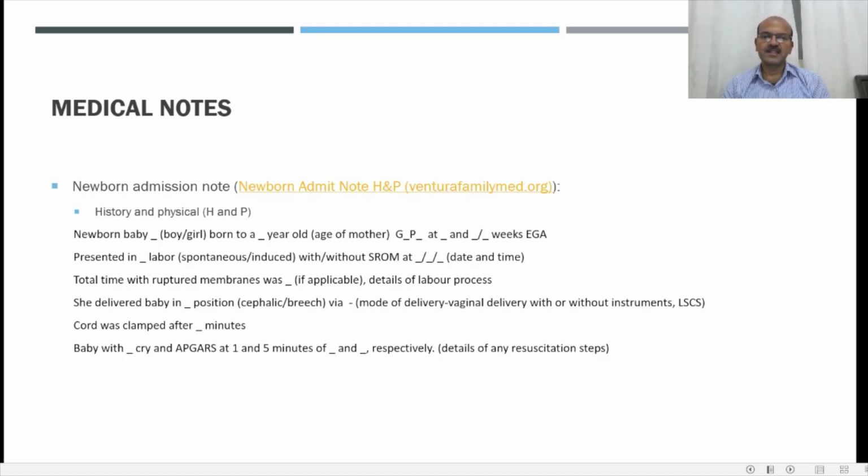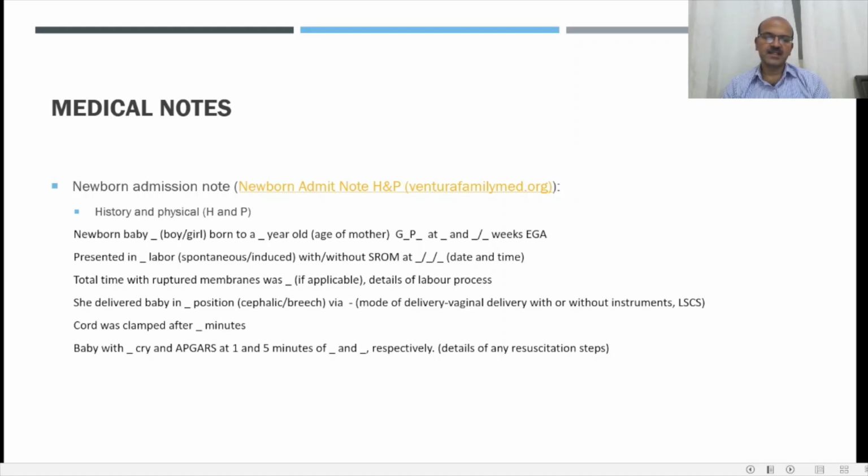the mother's age, gravida para, and gestational age in weeks. Then the initial complaints before delivery, presented in labor, presence or absence of rupture of membranes. If there was rupture, you would write the total time with the ruptured membranes. Then the delivery mode, whether the baby was cephalic or breech.